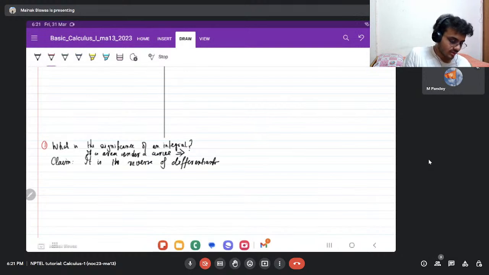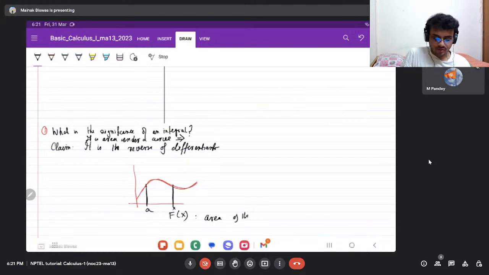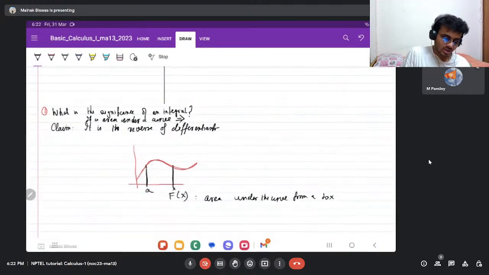A simple way to look at it is, you can see the fair proof also, and there is a very rigorous proof that is done in the course, but the basic idea is something like this. If you define a function f of x, say x is this point, and you start from a, then f of x is the area under the curve from a to x, right? So this is this area. Agreed?